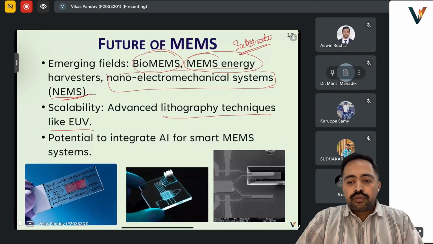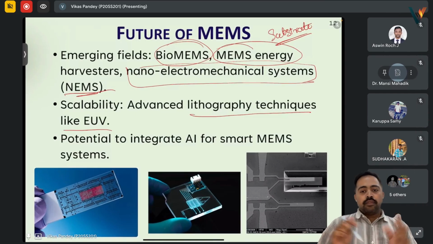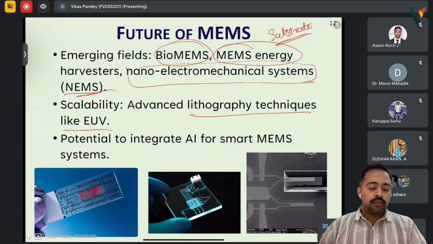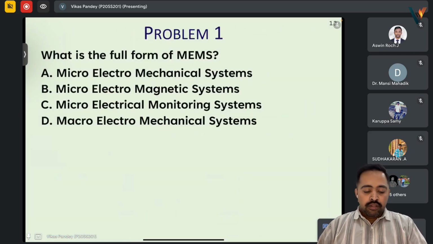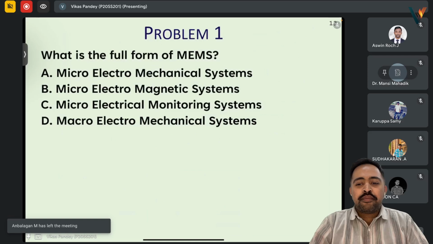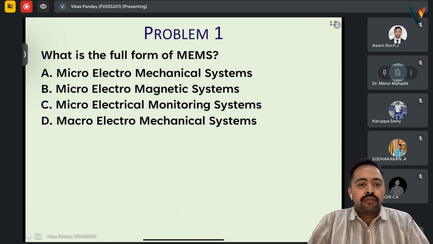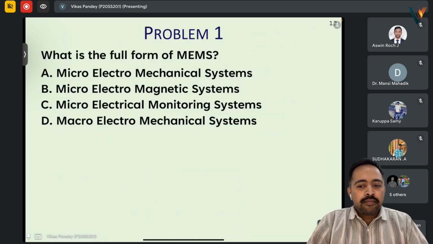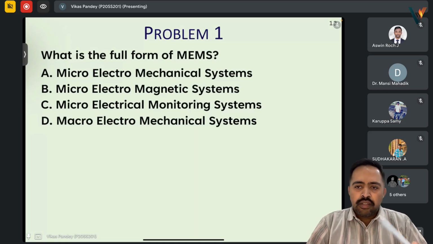Okay. Now let's move to the part where all of you have to respond. What is the full form of MEMS? Yes, anyone? Yes, would anyone like to answer, please? Unmute and speak, not an issue.